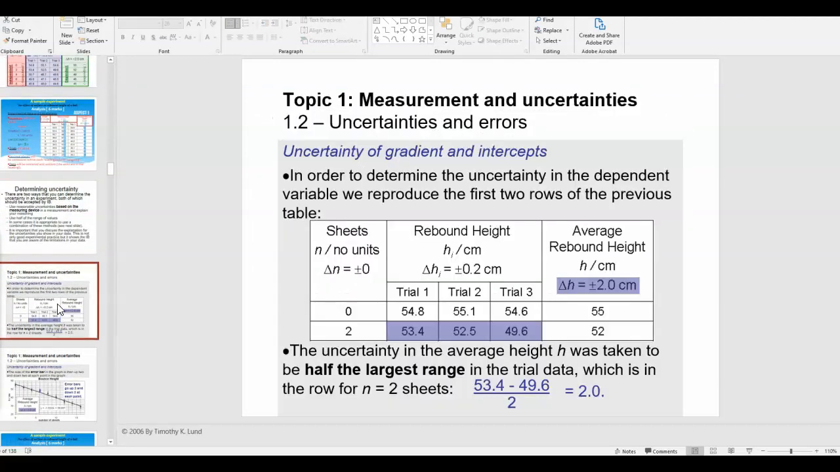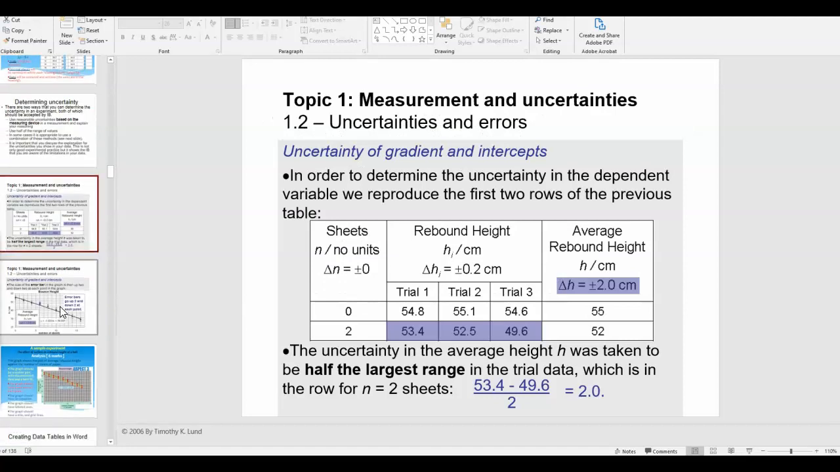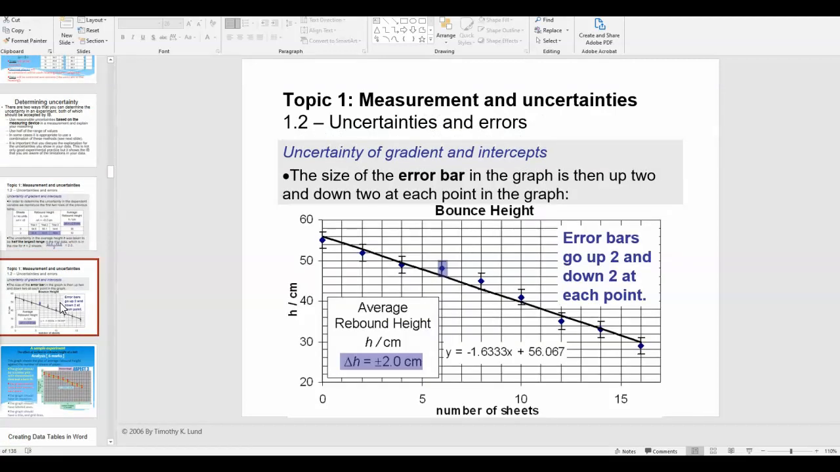Okay, so this is just talking about the half range method. When you go to make the graph, your graph needs to include error bars. An error bar is basically a visualization of uncertainty. It looks like what you see here with these little lines. If you were to draw it, an error bar would look something like that.